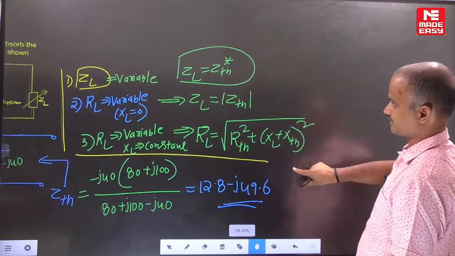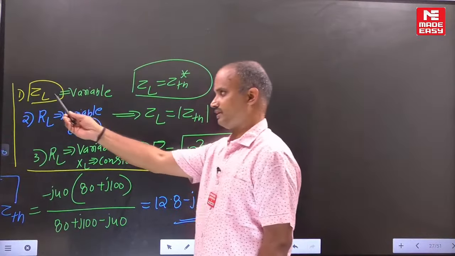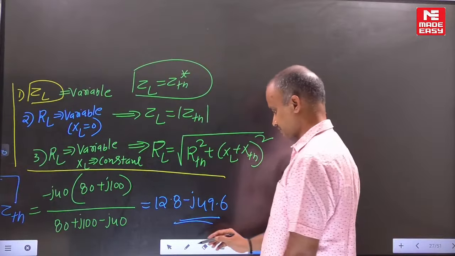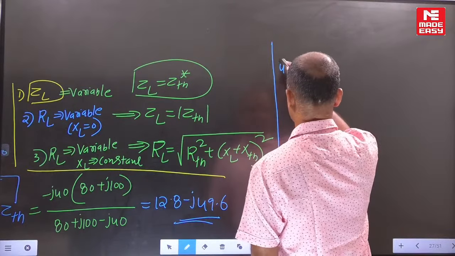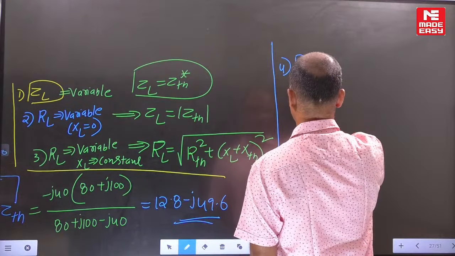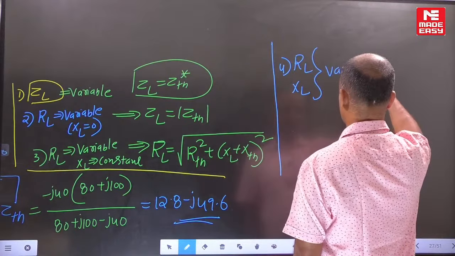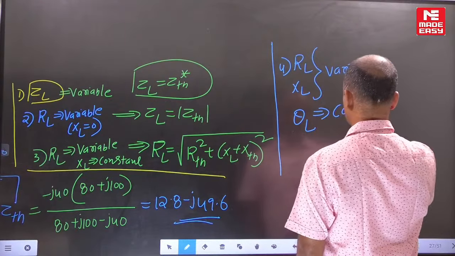First identify the cases carefully. If no information is given, by default conclude ZL equal to Z Thevenin's conjugate. One more possibility is that RL and XL are variable, but the load impedance angle is constant.